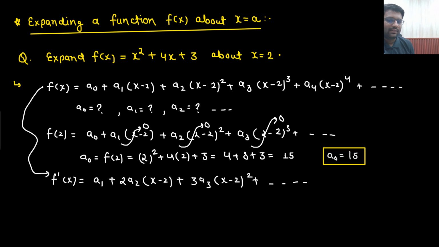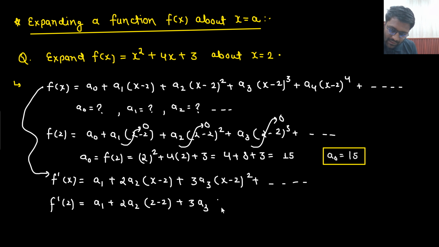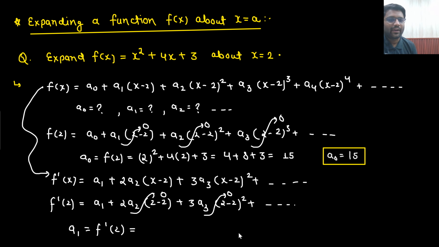Understandable? Now in this expression, if I put x equals 2, then my job will be done. In this expression I am putting x equals 2. So a1 plus 2a2 (2 minus 2) plus 3a3 (2 minus 2) square and so on. Now this expression will become 0. This expression will also become 0. So what is the value of a1 you are getting? The value of a1 you are getting is f dash 2. That's the value. Now can you find out the value of f dash 2? Yes sir. You differentiate this function and put x equals 2. Your job would be done.